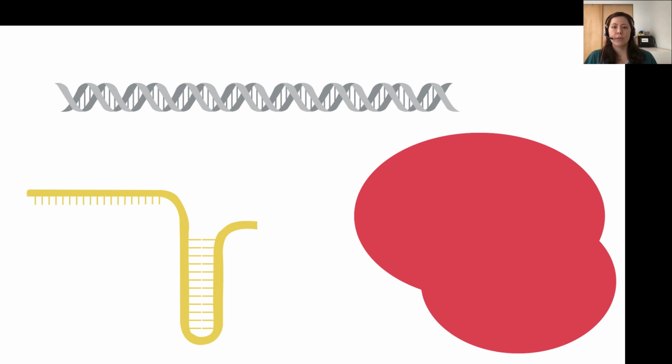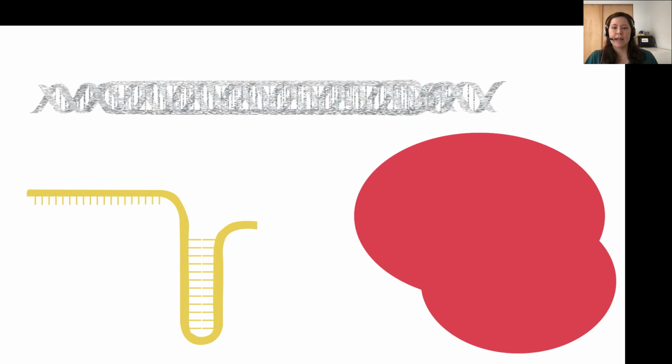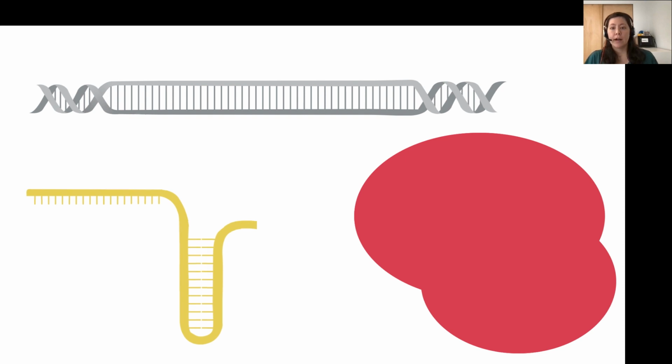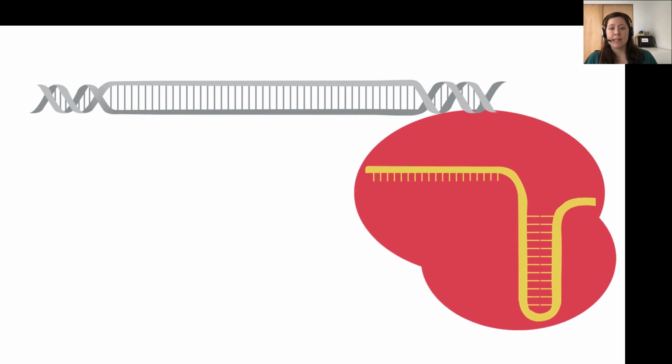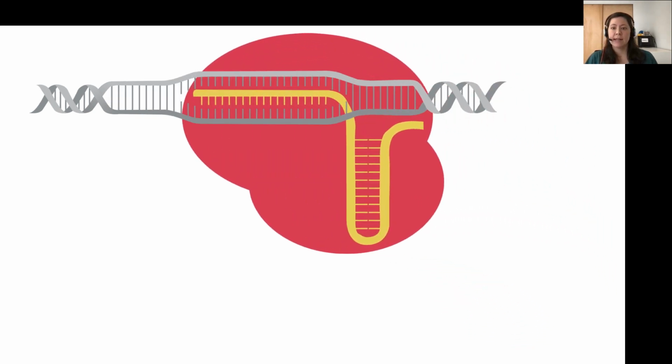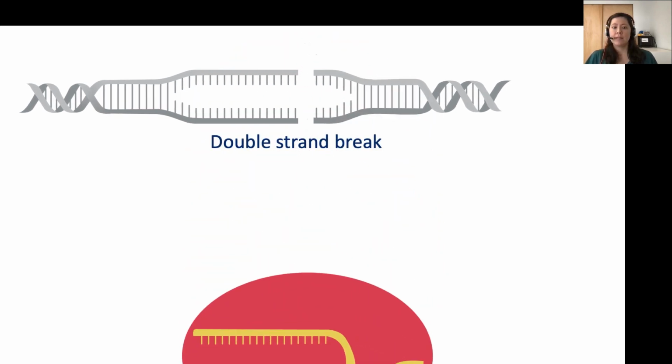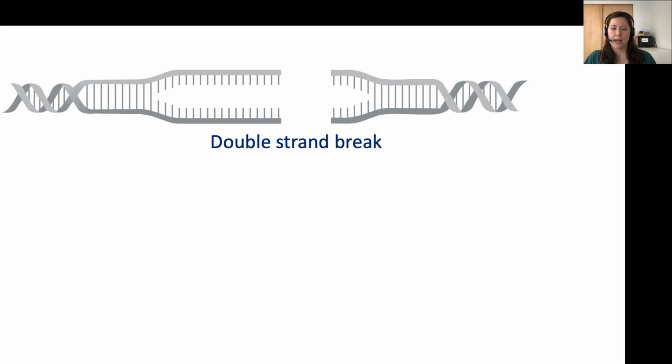To visualize the whole process, let's look at an animation. We'll look at a simplified schematic where the DNA is untwisted, just because it makes it easier to see what's happening. First, the guide RNA binds to Cas9. Cas9 unzips the DNA, allowing the guide access, and if the guide matches the DNA, Cas9 will cut both strands of the DNA. This is called a double-strand break.